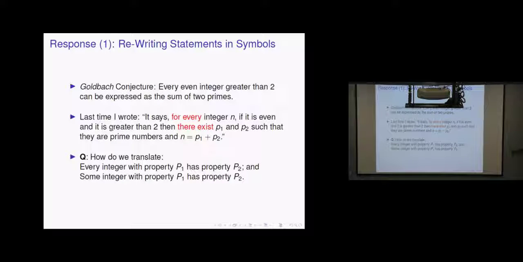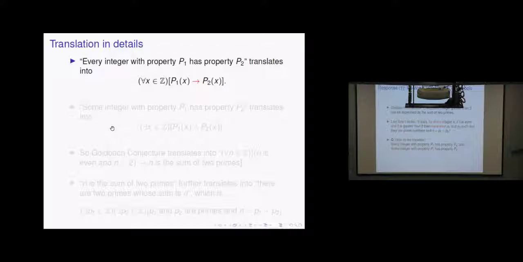So essentially, we want to translate. This is an example of the first sentence here, right? Well, if we can translate what happens for every integer, we are able to translate its dual, right? So for example, some integer with property P1 has property P2, or there is an integer with property P1 that has property P2, right? So let's figure out how to translate these two statements. Okay. Is it all right?